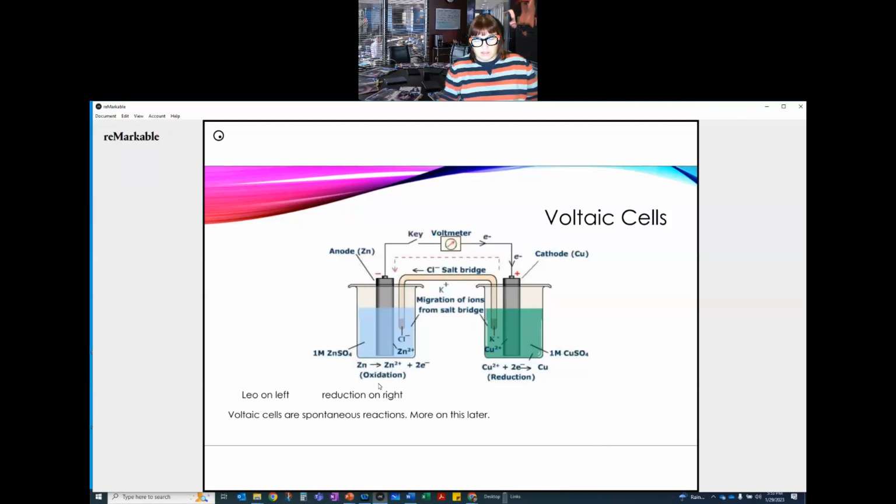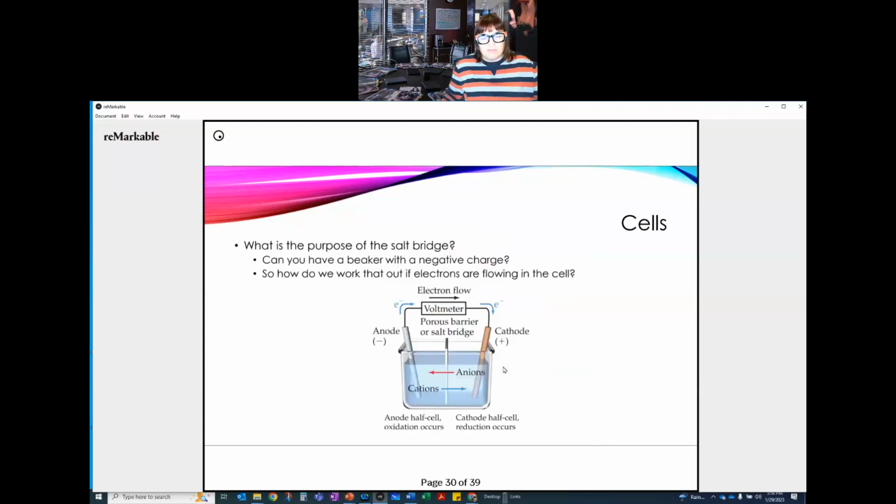This anode goes with the oxidation. Both are vowels, anode, oxidation, and red cat. Cathode is the reduction. Now, voltaic cells are spontaneous reactions. We'll talk about what that means in a bit, but they're always spontaneous. Okay, so that's the definition of a voltaic cell. All right. So we have a number of different types of cells.